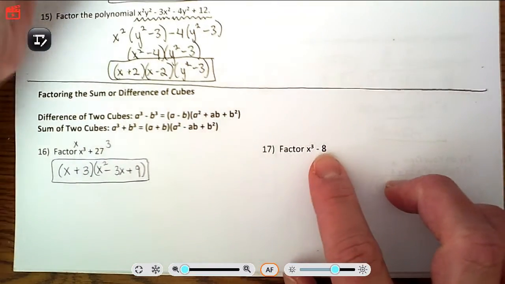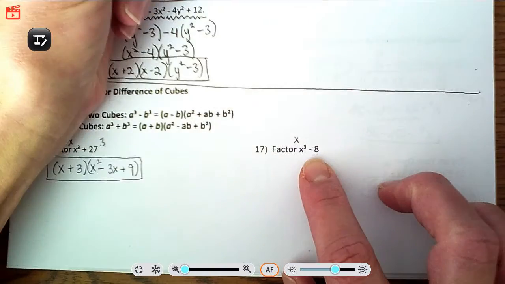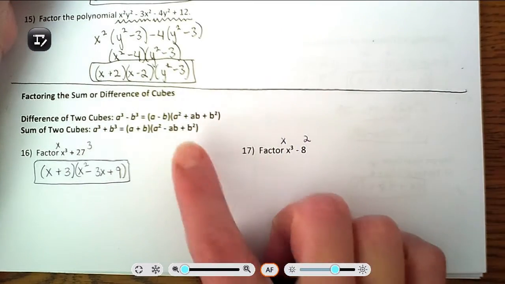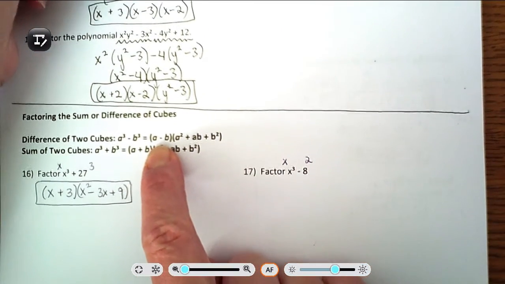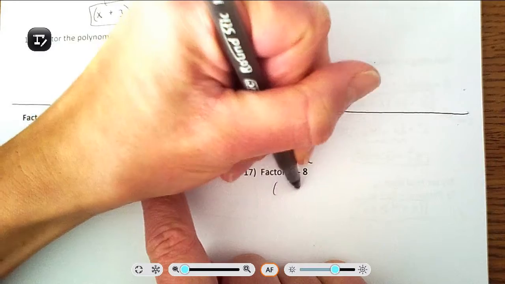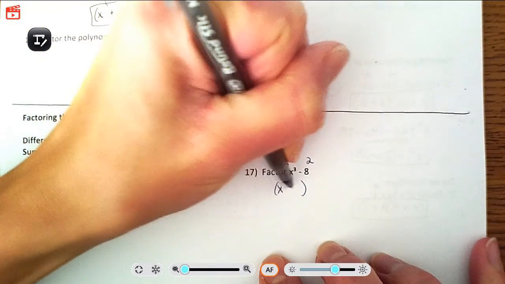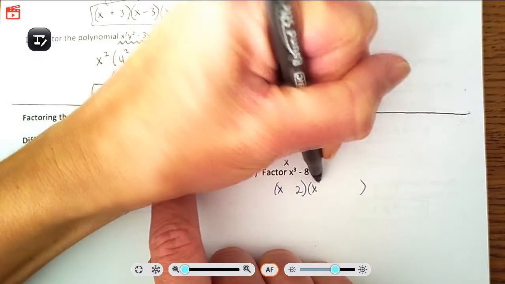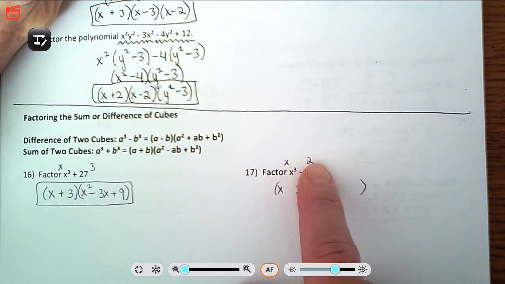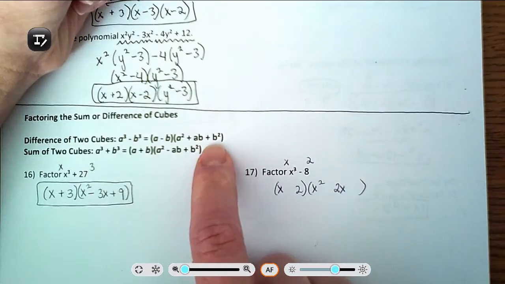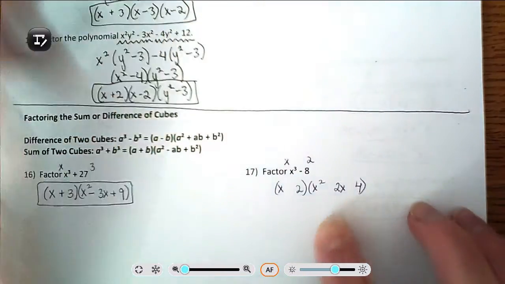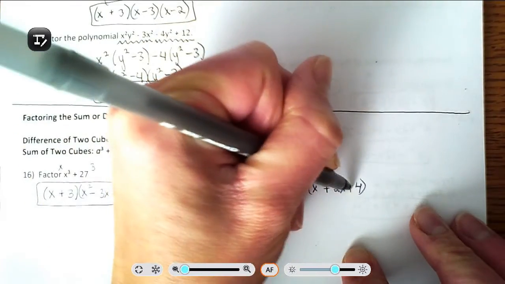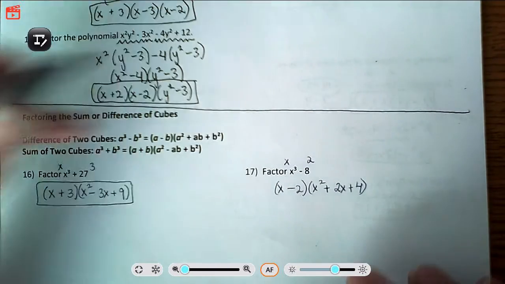The difference of cubes, let's cube root both terms. x, 2. There we have an a and a b, and let's go ahead and work through that right there. So we have just a binomial with just the plain a b, x and 2. Then we have a trinomial with a squared, x squared, ab, which is 2x, and then b squared, which is 4. Then my signs, same, opposite, plus.